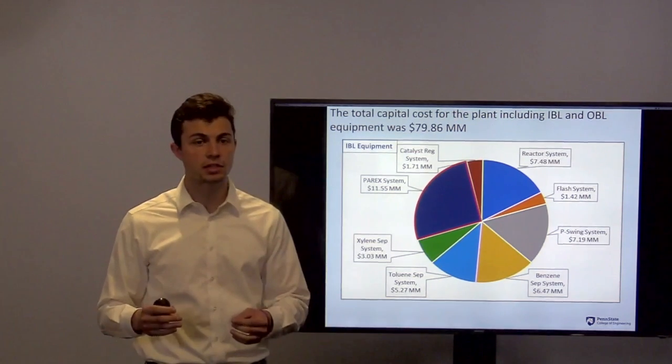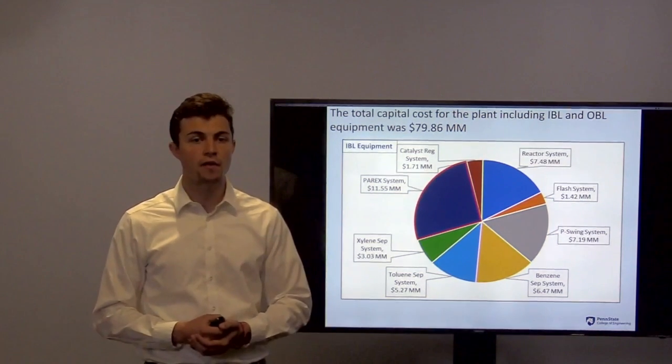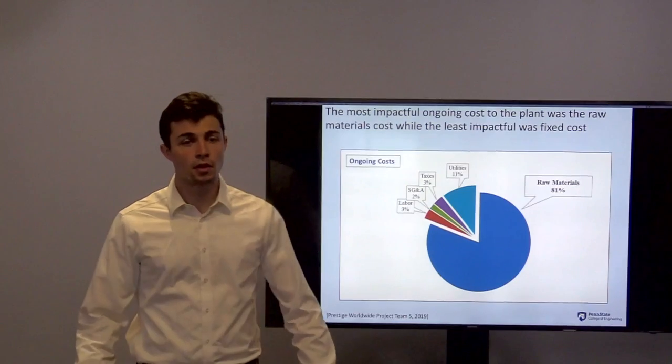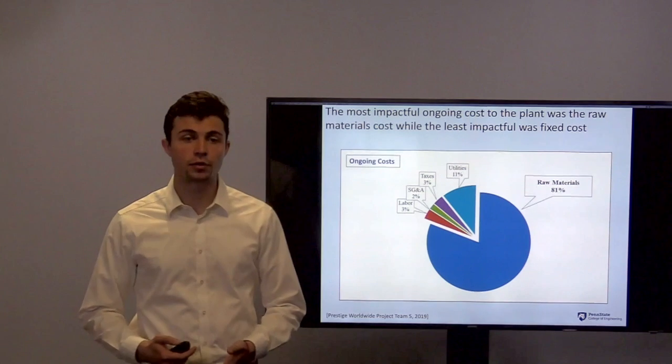And that PERIC system is roughly 26% of our total IBL cost, so a very significant portion. Right, so now I'm going to break down the ongoing cost to the plant.